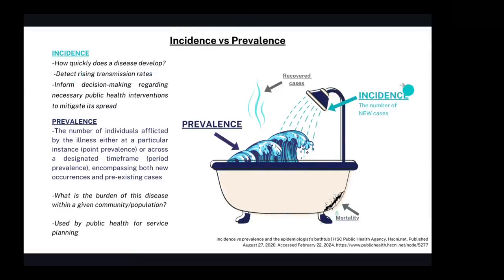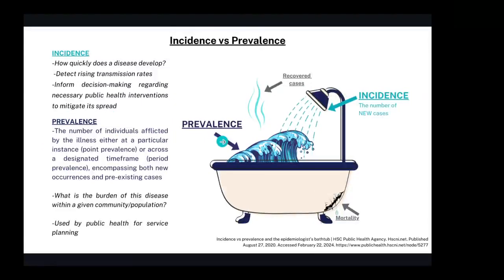Okay. Let's take a look at the incidence. The incidence is the number of new cases that are occurring, which is why the water is pouring in. So it takes into account how quickly a disease can develop. It's useful in detecting rising transmission rates, and it can be used in decision making regarding necessary public health interventions to mitigate the spread of a condition.